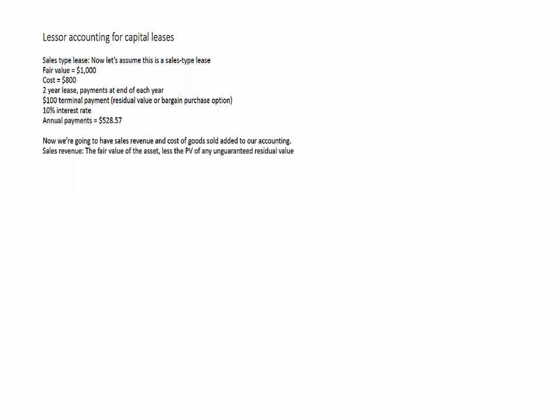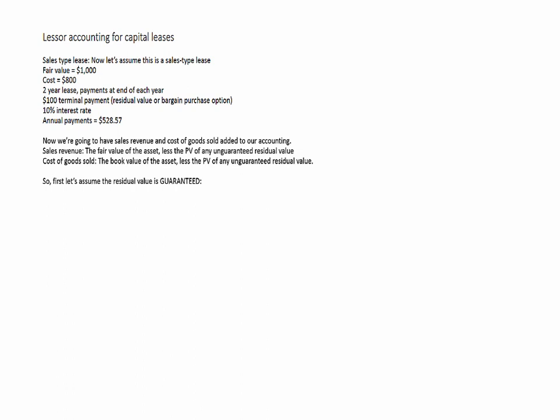So we're going to have sales revenue, and the sales revenue is going to be the fair value of the asset minus the present value of any unguaranteed residual value. Similarly, the cost of goods sold is going to be the book value of the asset less the present value of any unguaranteed residual value.